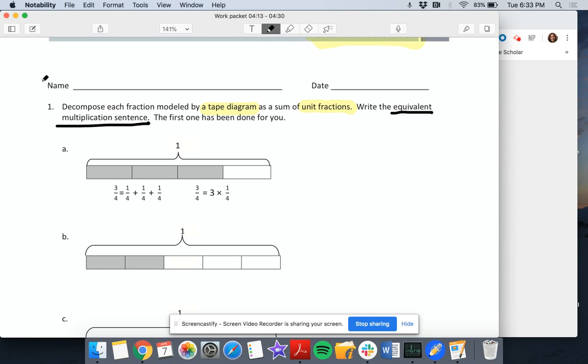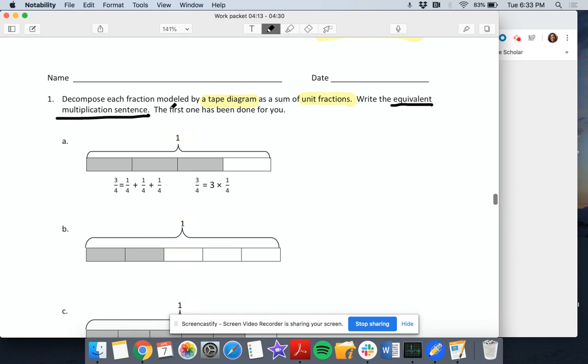So our first set of problems asks us to decompose each fraction modeled by a tape diagram as a sum of unit fractions. Write the equivalent multiplication sentence. In this first one, they did it for you. Same thing, we are looking at tape diagrams and each figure is going to be represented by 1 or more than 1. We know that this figure is represented by 1 because they draw this line dash thing that we're pretty familiar with now.